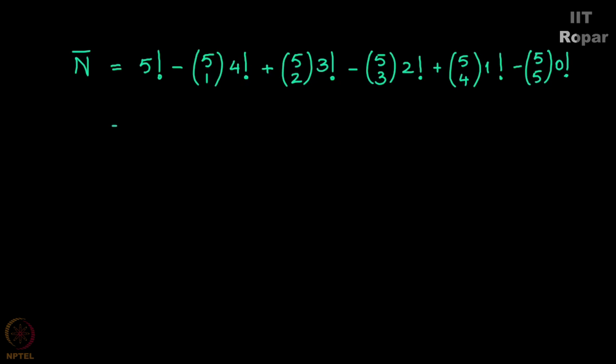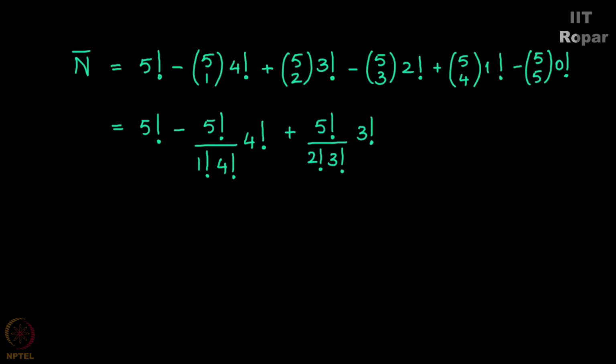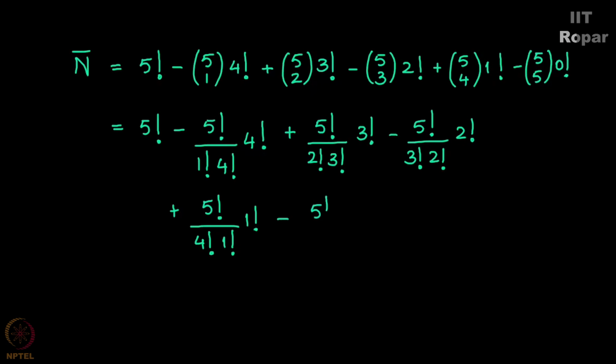Now, this can be written as 5 factorial minus, if I expand each one of them, I can write it like this: 5 factorial by 1 factorial into 4 factorial into 4 factorial, plus 5 factorial by 2 factorial into 3 factorial into 3 factorial, minus 5 factorial by 3 factorial into 2 factorial into 2 factorial, plus 5 factorial by 4 factorial into 1 factorial into 1 factorial, and so on. Well, you are expected to write all of this yourself by now.